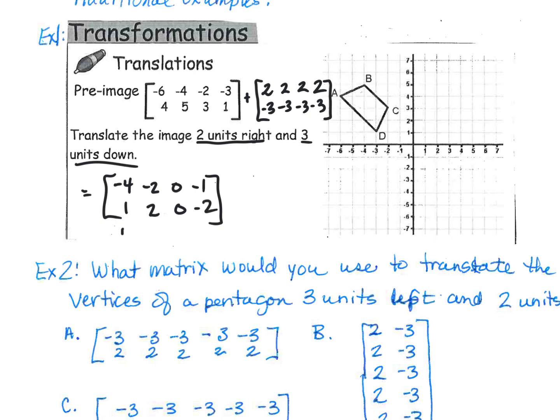And this would be A prime, B prime, C prime, D prime. And we could graph these. So -4, 1. -2, 2. So there's A prime to B prime. 0, 0. And then -1, -2. And look at that. We have now translated that puppy 2 to the right, 3 down. Rather than having to count spaces for every single one of them, we just do it all at once, and then we can plot them, can't we?